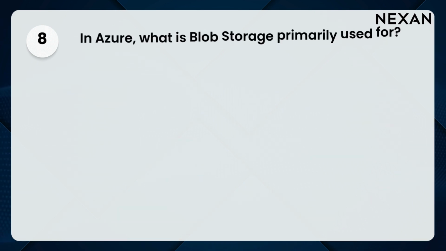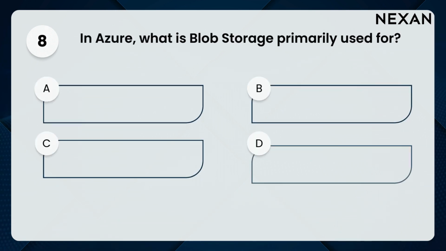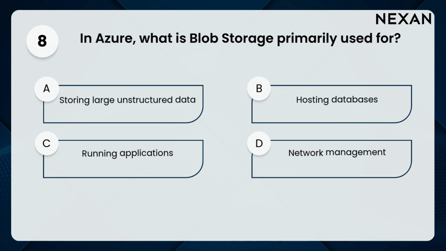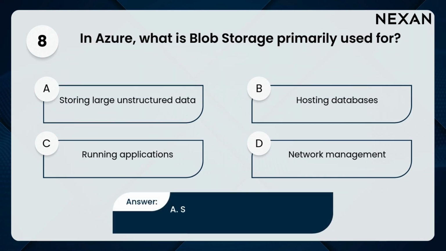8. In Azure, what is blob storage primarily used for? A. Storing large unstructured data. B. Hosting databases. C. Running applications. D. Network management. Answer: A. Storing large amounts of unstructured data.